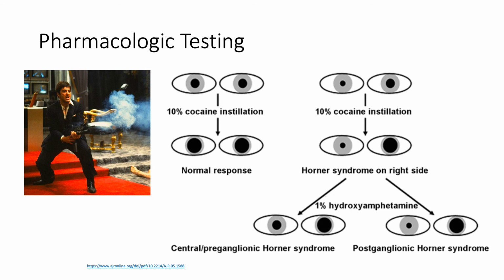Now, this is something that is tested often as well. So we used to use cocaine to test for Horner's. When we put cocaine inside both eyes, 10%, normally what would you think would happen? Well, both pupils would dilate. When there's 10% cocaine instillation in a patient who has Horner's, with the Horner's on the right side, the pupil actually doesn't dilate as much as the normal pupil.